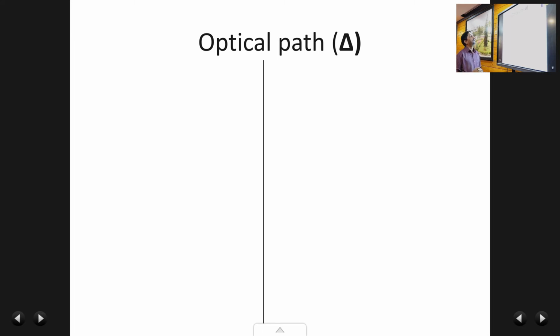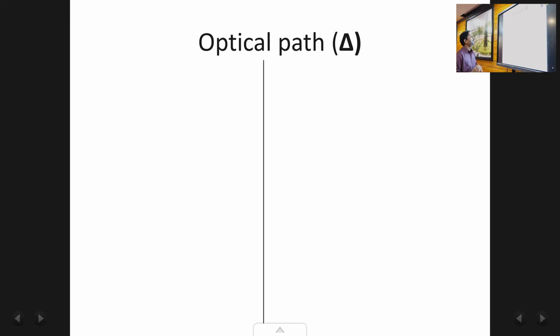Next we'll see about optical path. In this chapter, what is important for us is the optical path, not the geometric path, because we are dealing with light, optics. Please try to understand this concept about optical path very clearly. First of all, why do we require optical path? What is the meaning of optical path? Let's try to understand this with two examples.